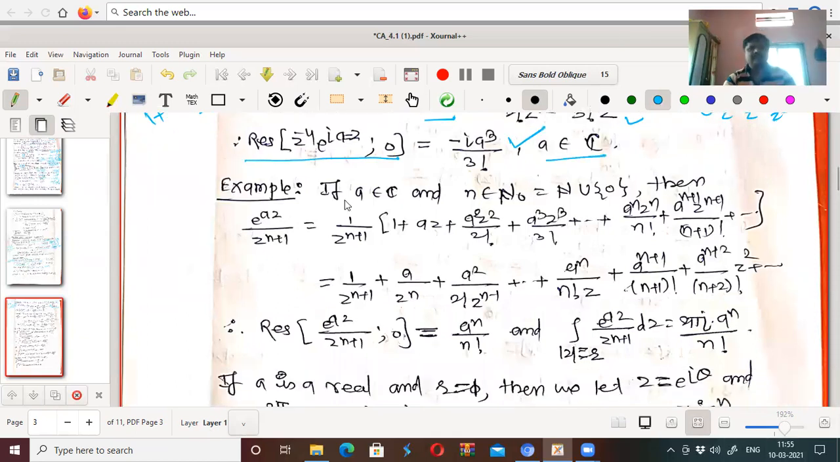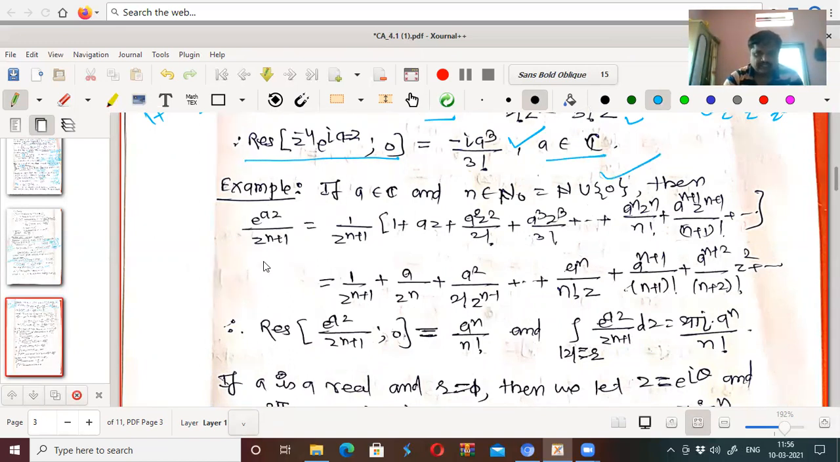We have one more example. If a is in C and n is a natural number, N0, which is except from 0. N0 means what? N is the set of all natural numbers, 1, 2, 3, 4, etc. Then N0 is the set of all natural numbers including 0, that we are calling N0. That is 0, 1, 2, 3 and so on. Whole numbers we are taking.